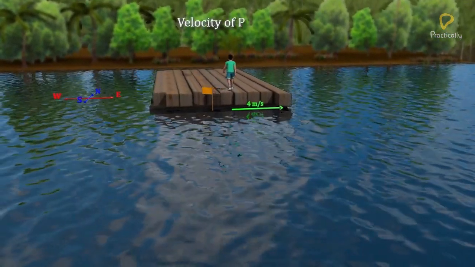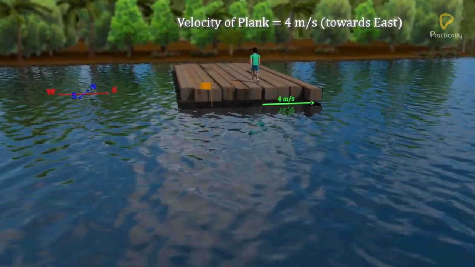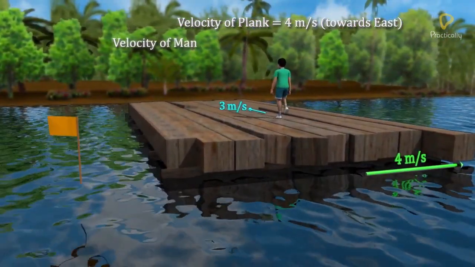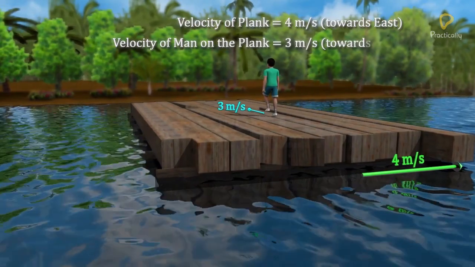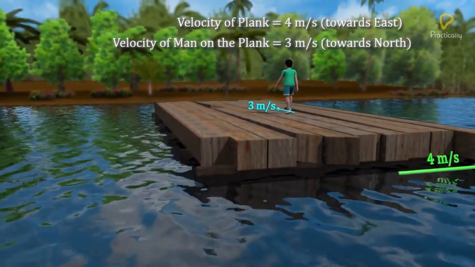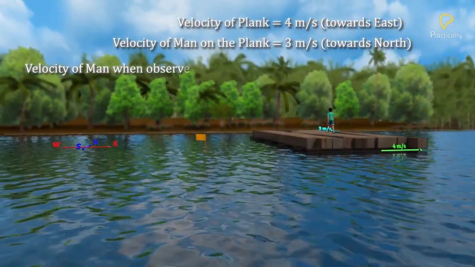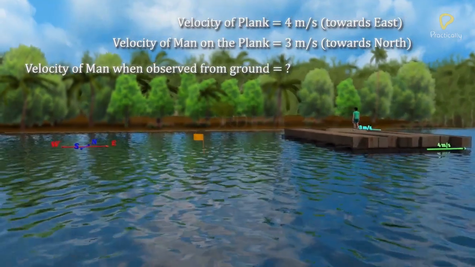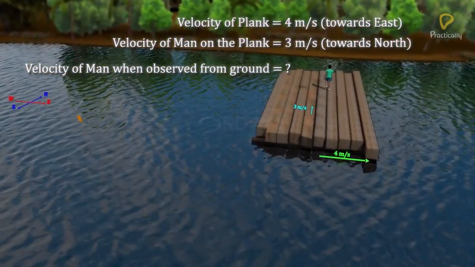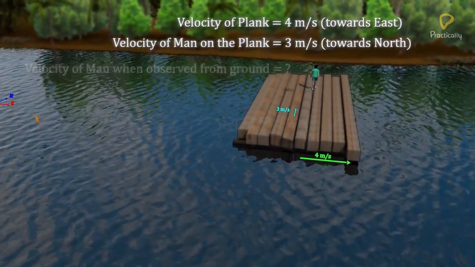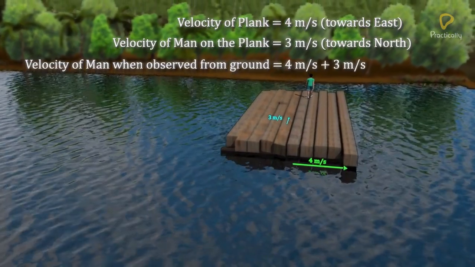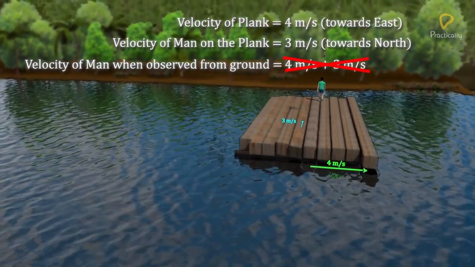A plank drifts towards the east at a speed of 4 meters per second, while the man on the plank facing north moves with a speed of 3 meters per second. What is the velocity of the man when observed from the ground? We need to add the velocity of the plank to the velocity of the man on the plank to get the resultant velocity of the man. But this cannot be done algebraically.